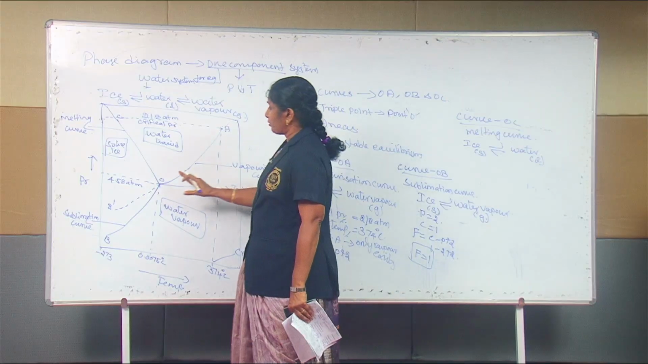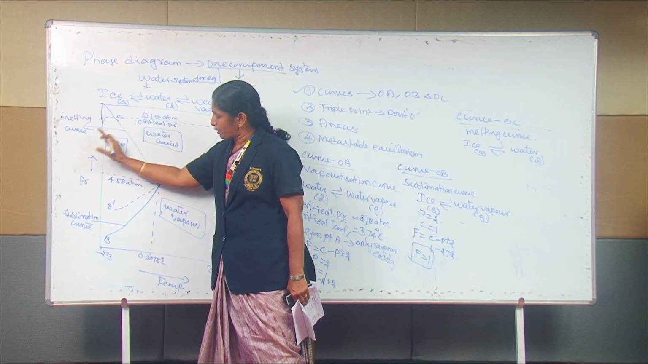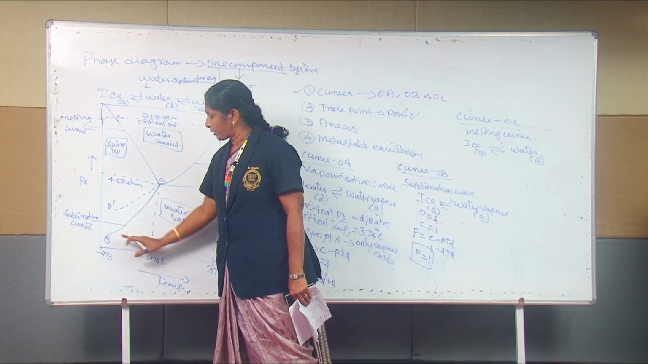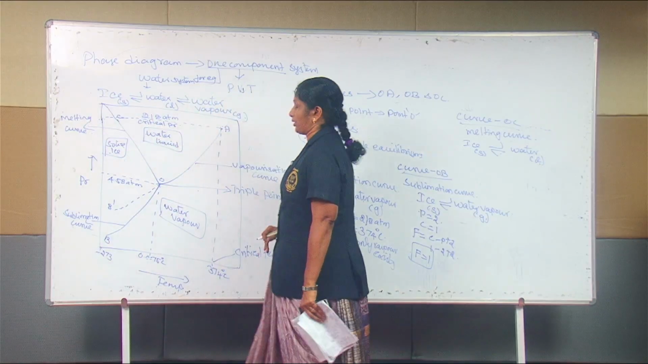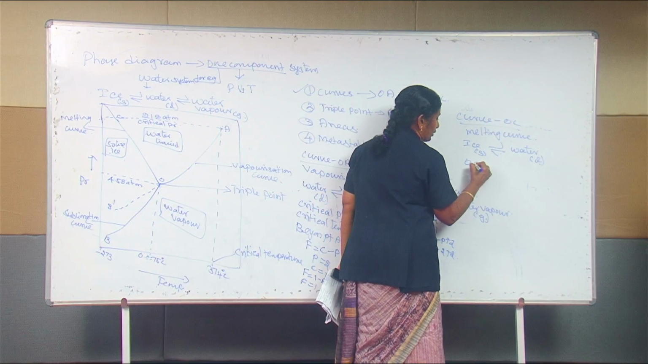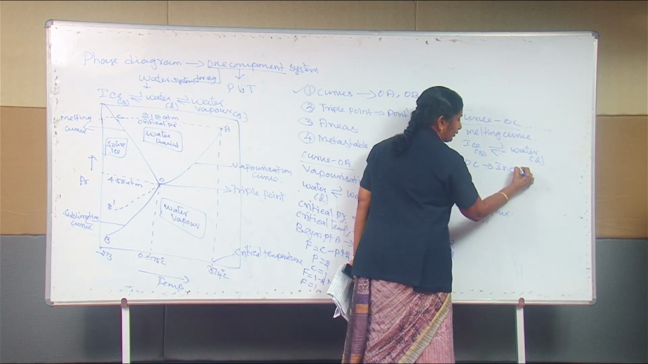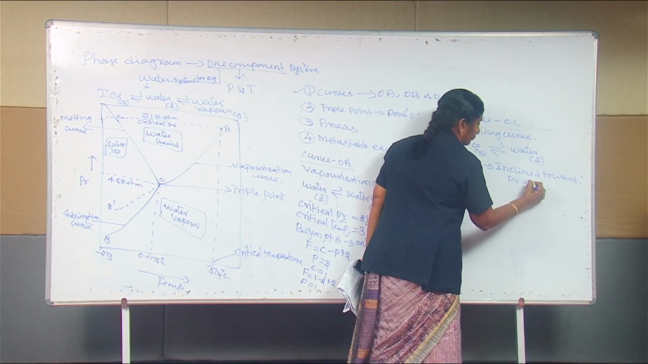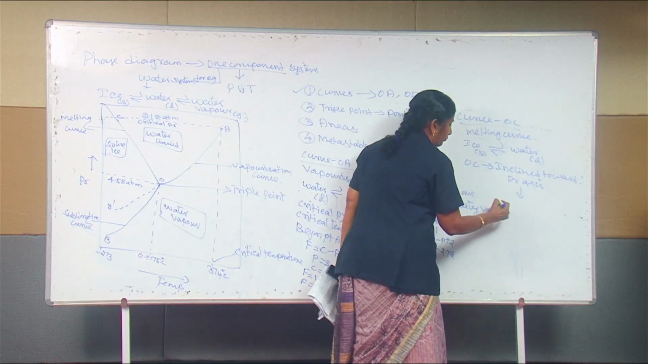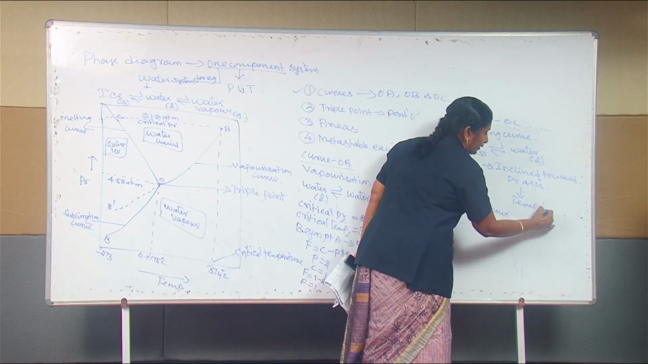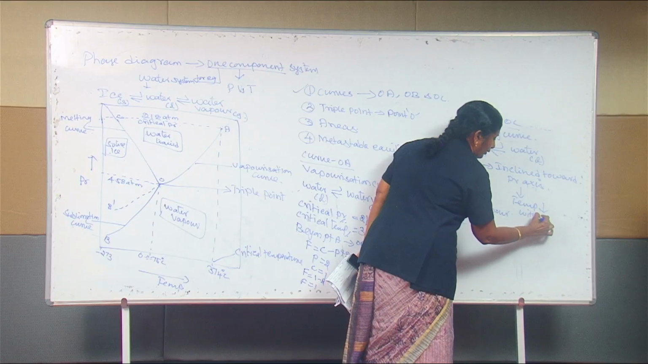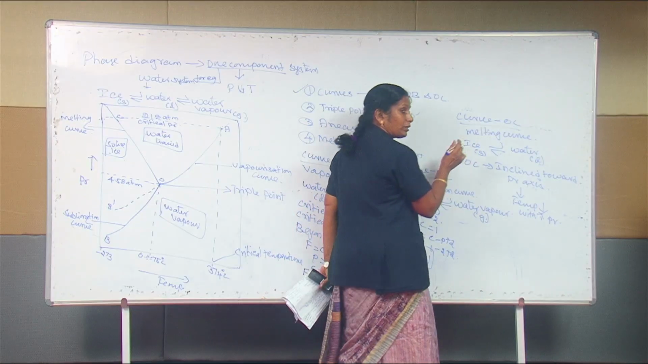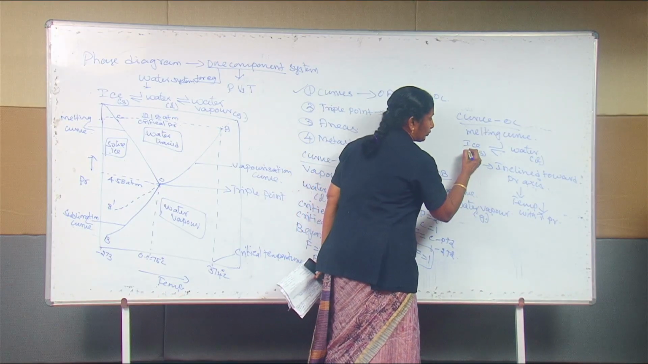And this OC curve is slightly inclined towards the pressure axis. This shows that temperature decreases with increase in pressure.